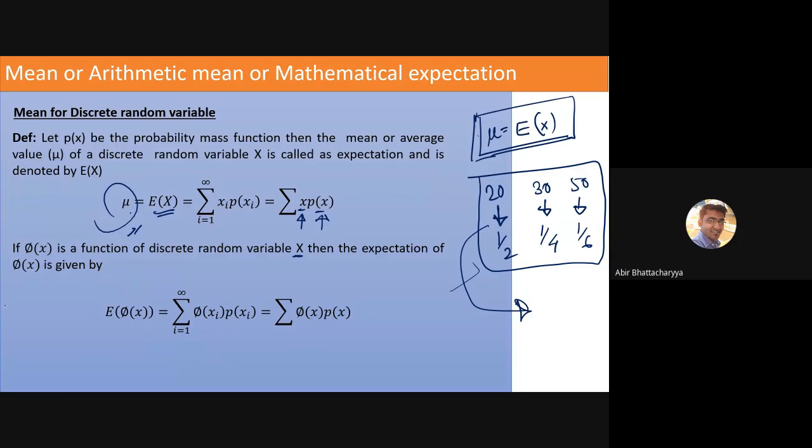Then the expectation of phi of x: if someone asks you to find the expectation of some other function of x, not of x itself, and phi of x is given to you, I want the expectation of phi of x. So just replace x by phi of x. The probability of x will be the same. There is no change in the distribution function, only in the x part. We'll use the function phi of x instead of x.